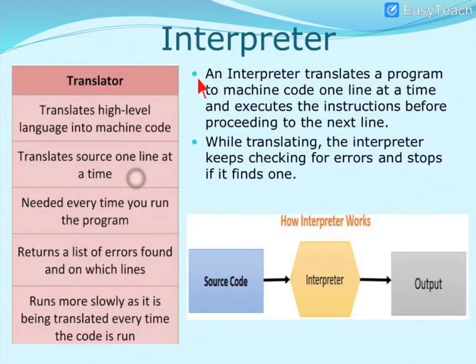So the interpreter reads the first line, translates it into machine code, executes it, then moves on to the next line, reads that line, translates it into machine code, executes it, and then moves on to the third line, translates the third line into machine code, executes it, and then keeps going on and on until all the lines of the code are executed.